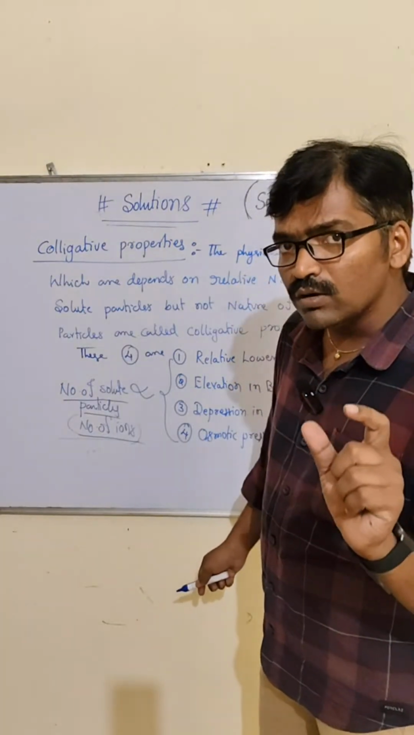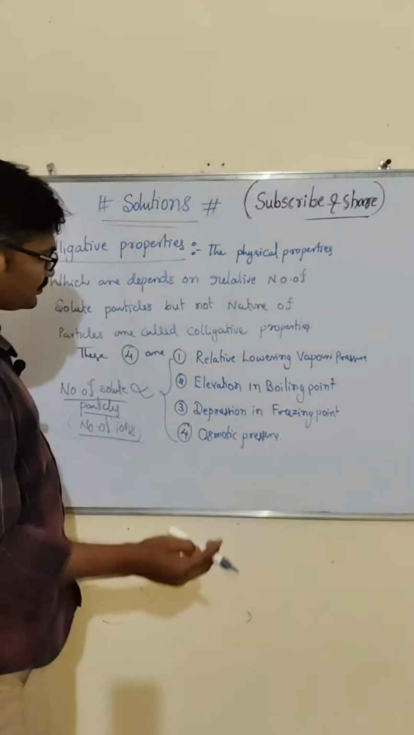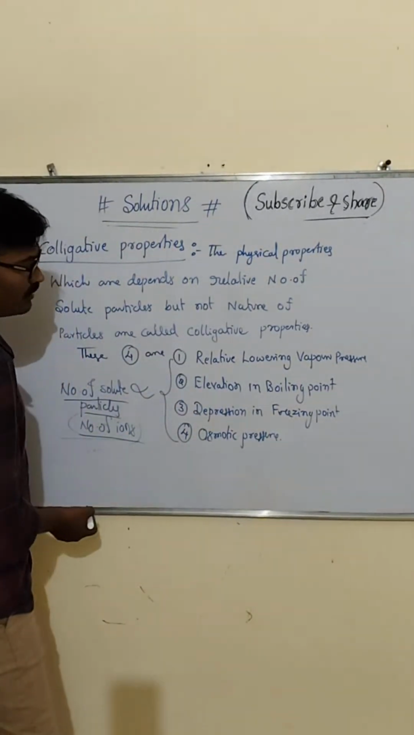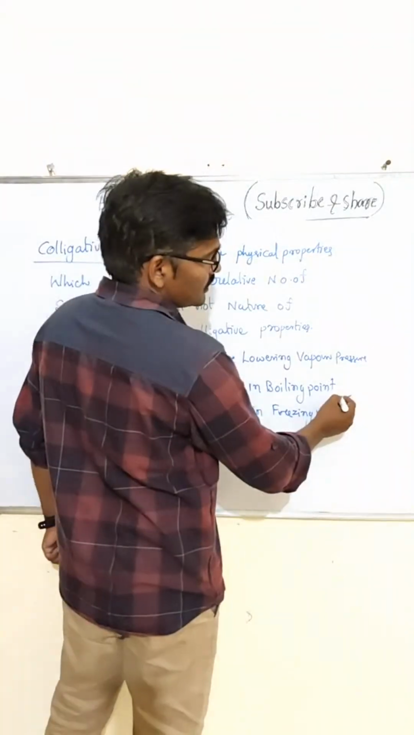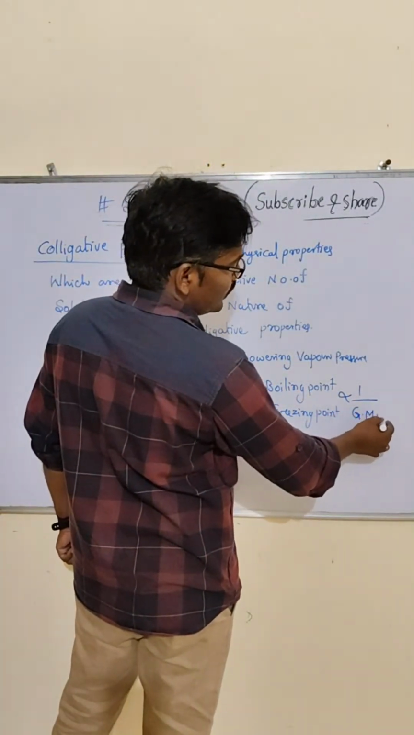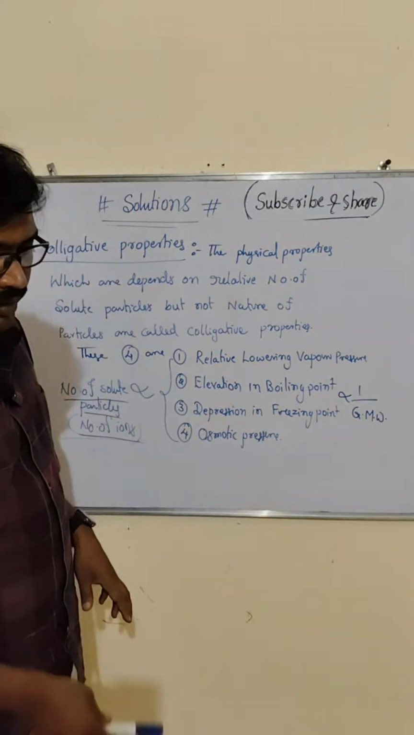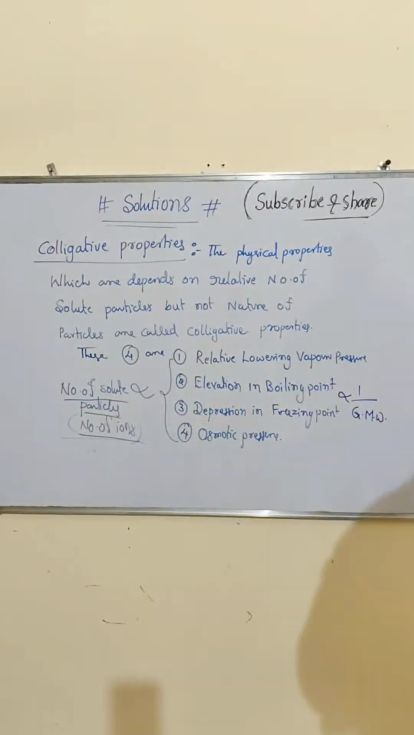at that time what do we have to do? It is not directly proportional to gram molecular weight; it is inversely proportional to gram molecular weight. You have to remember this, it is very important. All these are the colligative properties. Then one by one we will discuss each.